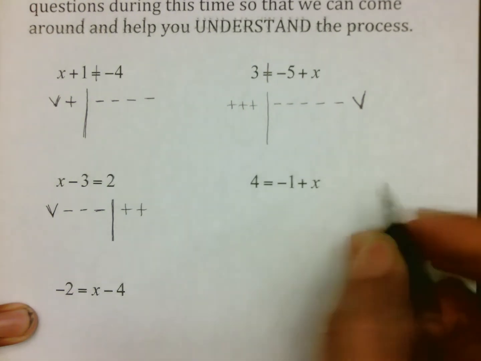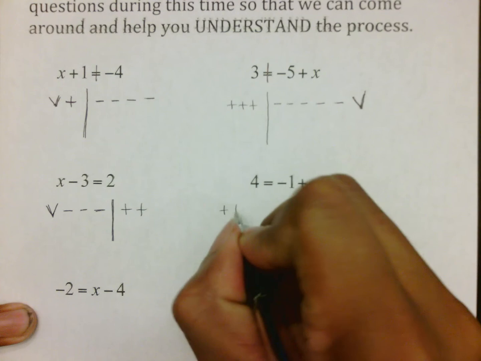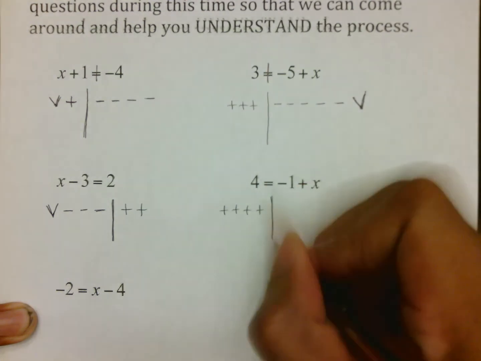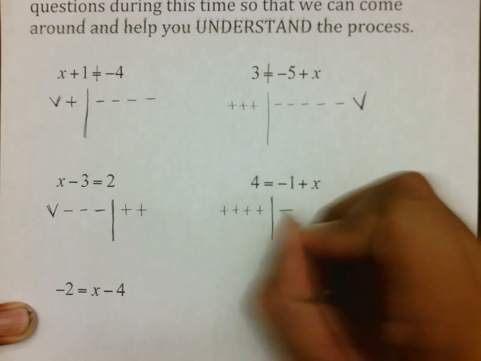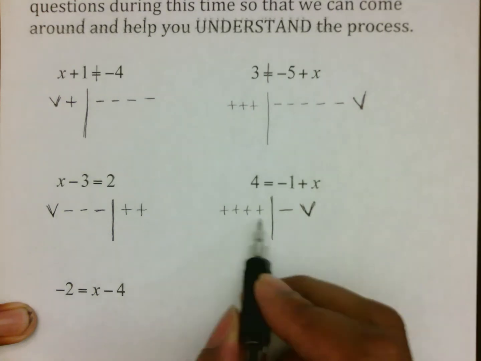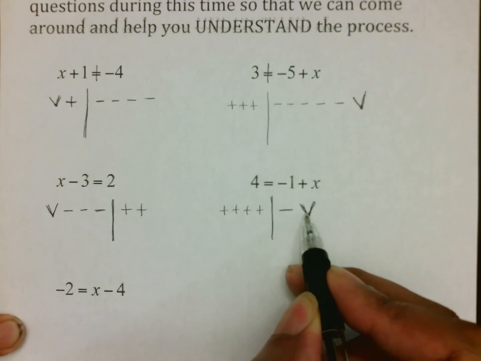4 equals negative 1 plus x. Again, 4 means 1, 2, 3, 4 pluses. Equals means draw a line or a wall. Negative 1 means put a negative there, and x means we need a cup in its place. This is 4 equals negative 1 plus x.